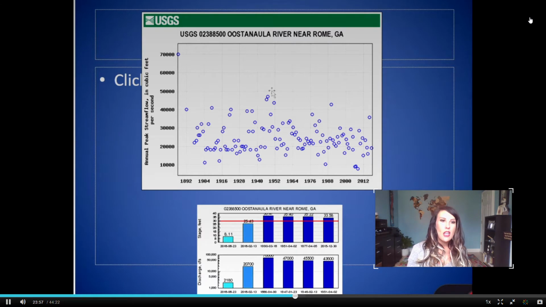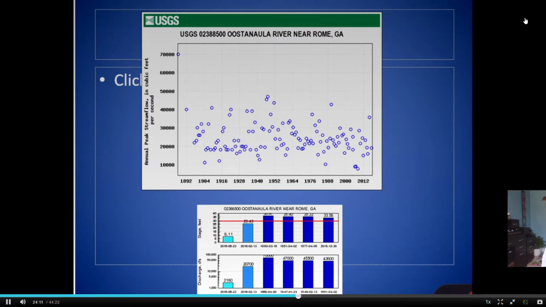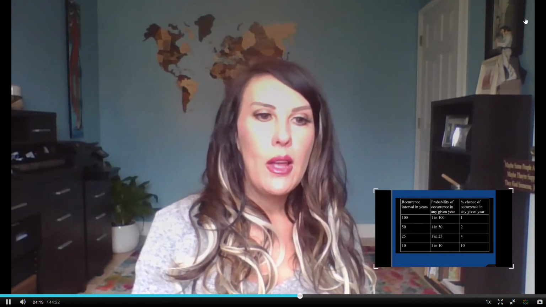So it's interesting and important to study recurrence intervals so that we have an idea of when we think the next flood event should occur, and we can anticipate how much water we think might be present, so that we can evacuate and try to curb the problems that will follow.